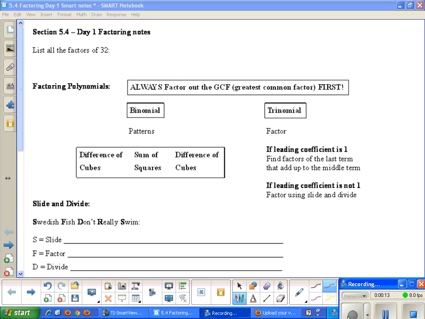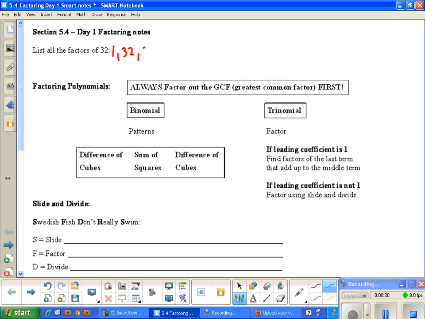It says list all the factors of 32. So the factors of 32 I know are 1 and 32, 2 and 16, and 4 and 8. Because when you take 1 times 32, you get 32, 2 times 16 is 32, and 4 times 8 is 32.